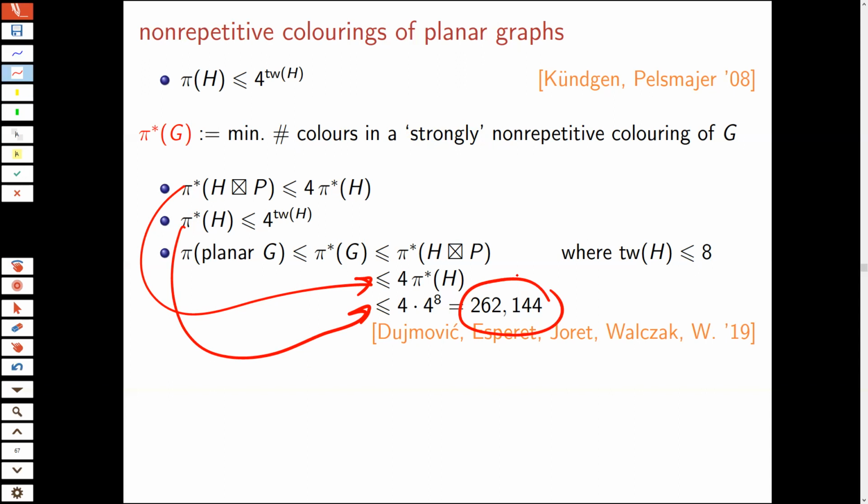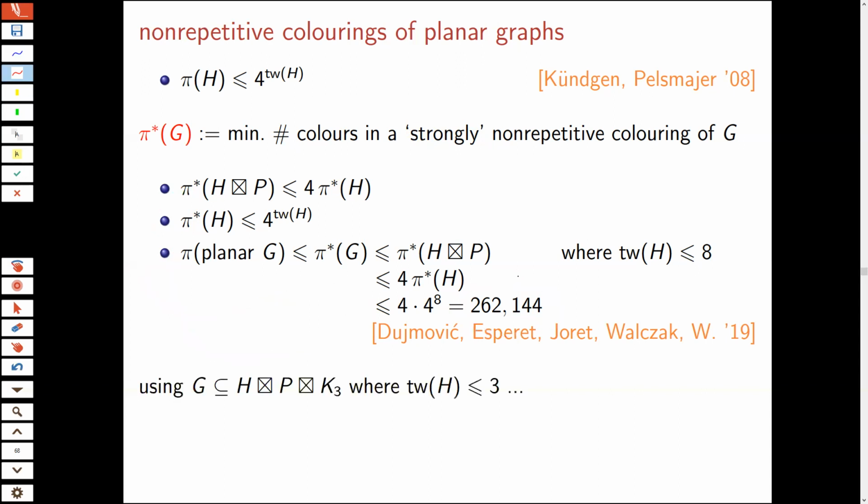Now you might think 262,000 colors is too many. Well, if you use the other version of the planar graph product structure theorem, because here you've got tree width 3 and the dependence on the tree width is exponential, you do the calculation again and you end up with only 768 colors. And that solves the problem on non-repetitive coloring of planar graphs.